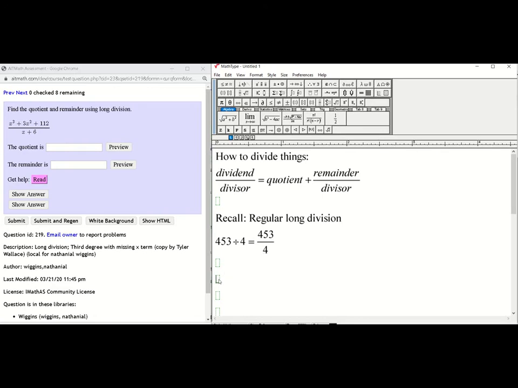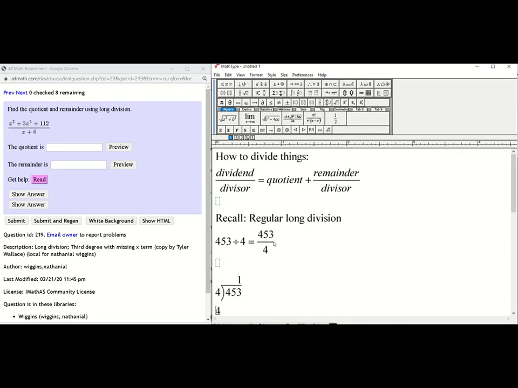Now, we're going to go ahead and do this just like we did when we were kids, right? So there you go. So I got a 4 on the outside. I got 453 on the inside, right? And you go, okay, how are we going to do this? So how many times does 4 go into 4? Well, it goes in once, right? 1 times 4 gives me 4.